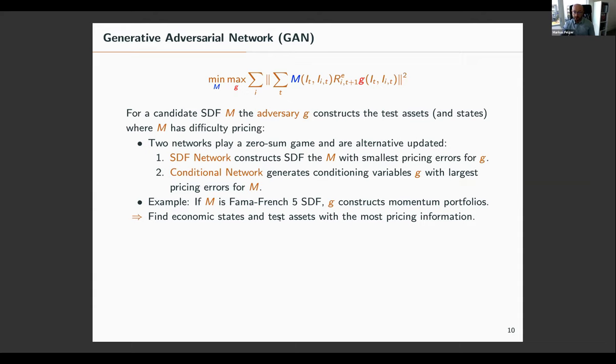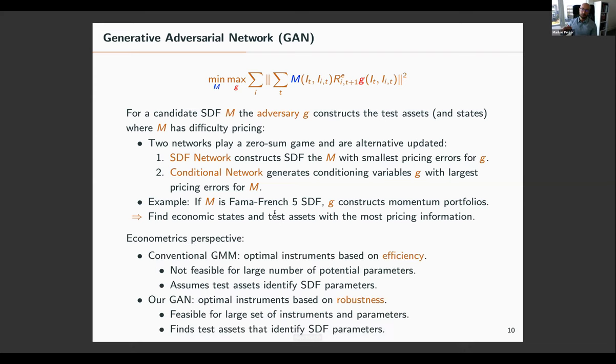For example, let's say my SDF is a Fama-French 5 factor model. We know that Fama has essentially given up on pricing momentum portfolios. So what my adversarial network might do is propose momentum sorted portfolios. And then I might add a momentum factor to my SDF to explain those as well.